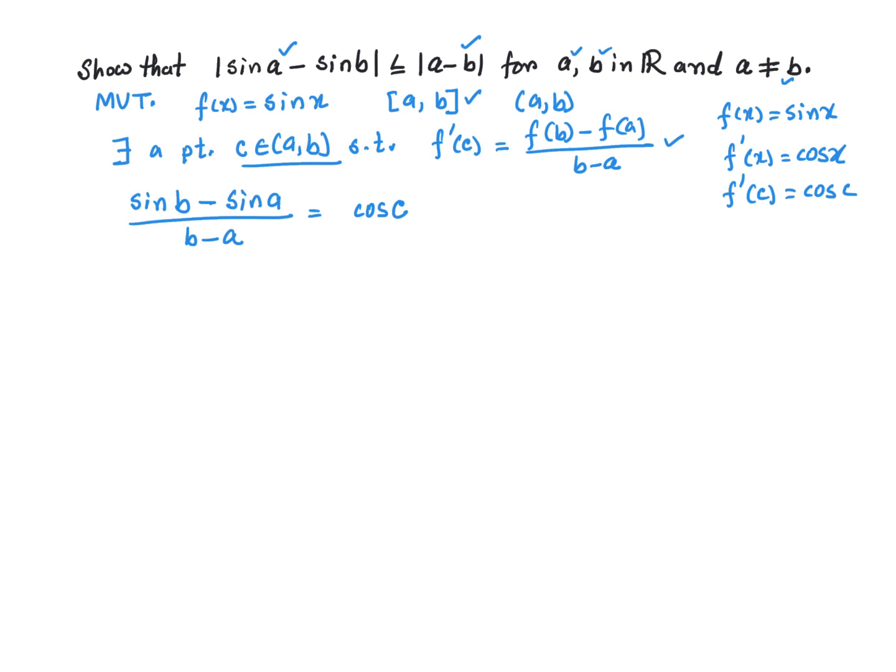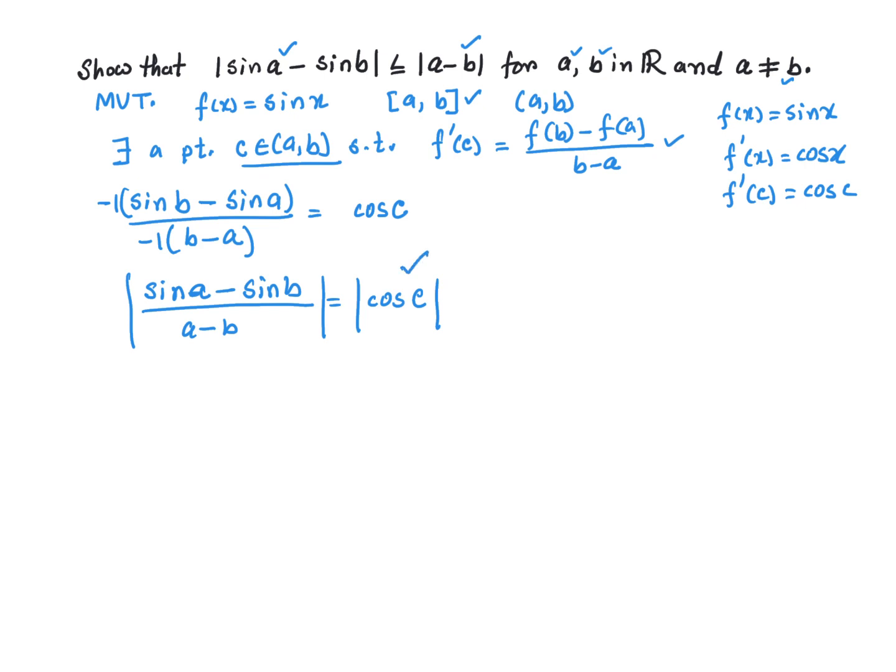Now we could just switch the order. We could say sine of A minus sine of B divided by A minus B. I am multiplying the numerator and the denominator by -1. That has no impact. So it's going to be equal to cosine of C. Then I could say the absolute value of this must be also equal, right? Because of the equality.